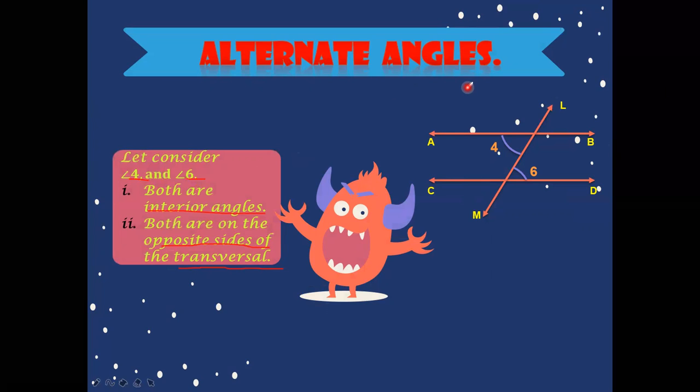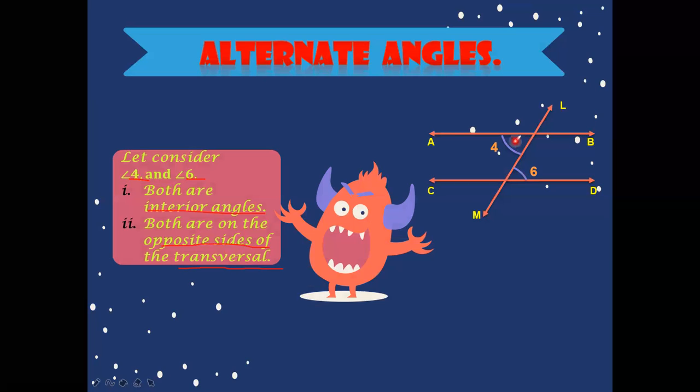Please keep it in your mind. If you are going to find alternate angles, what angles are we going to consider? You are going to consider the angles that are interior. The first condition is that the angles should be interior, and the second condition is that they should lie opposite to each other on the transversal. So, I am repeating, for alternate angles you have two conditions. Number one, they should be interior, and they should lie opposite to each other on the transversal.